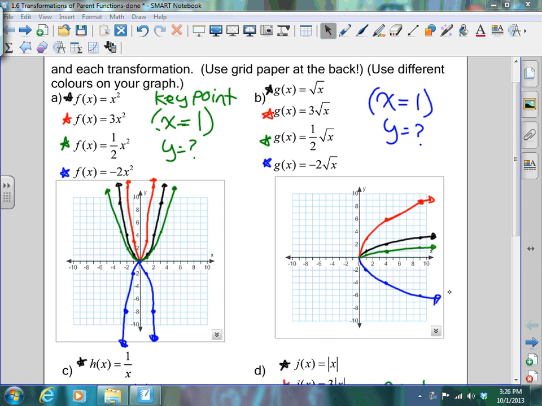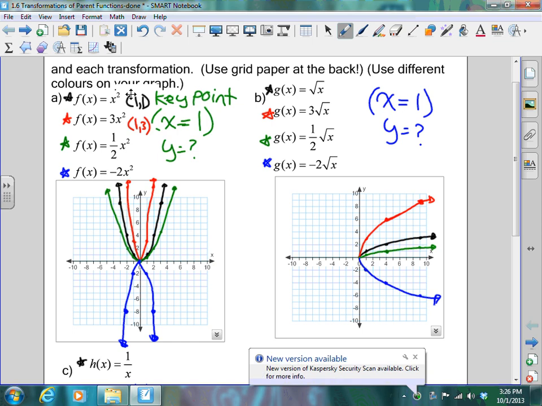So again, we were looking at the key point for f of x in the black, and we noticed that the key point in this case was 1, 1. When we look at the key point for y equals 3x squared, we know that it's 1, 3. So what does that tell us? That the y component has been stretched by 3. So a equals 3.